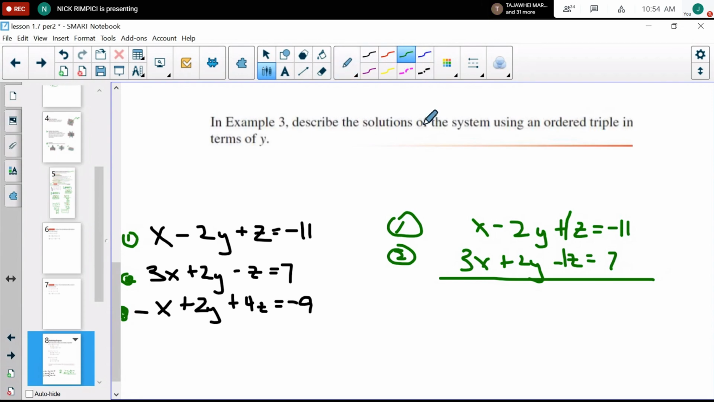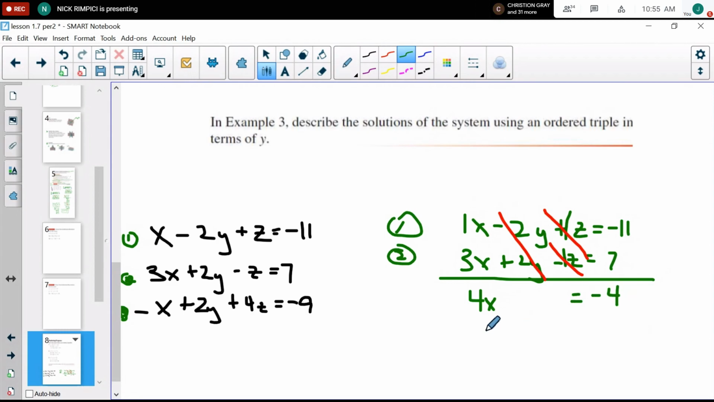If you add these together, you don't get cancellation for x, but that's okay. 3x plus 1x is 4x. I'm doing the elimination method. Elimination is where you add the two equations together so that at least one variable cancels out. That's going to be your goal here. So I add 1x and 3x to get 4x. The negative 2y and positive 2y cancel out, and positive 1z and negative 1z also cancel out. So both y and z are gone. And when you add negative 11 and 7, that gives you negative 4.